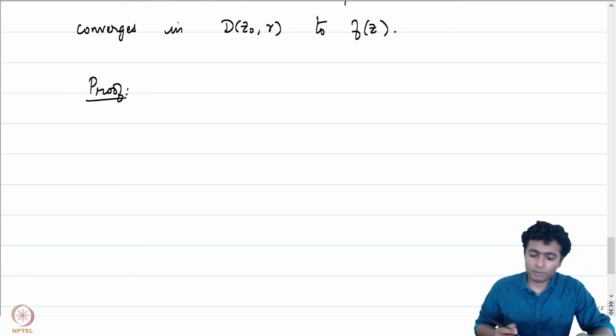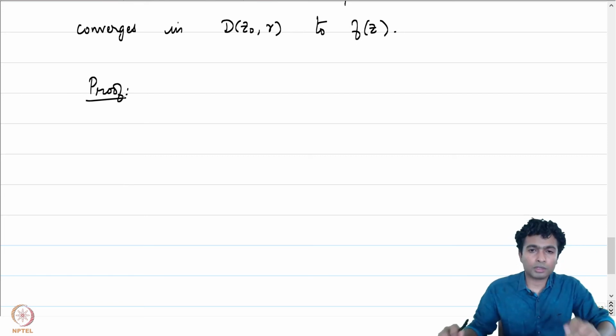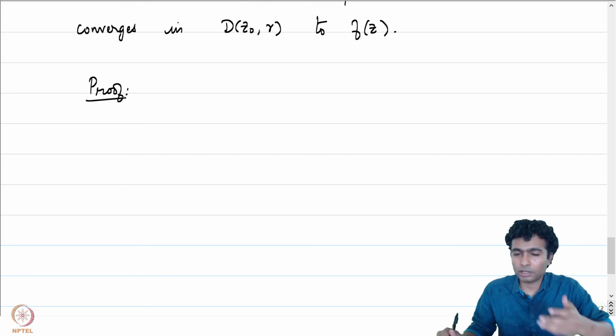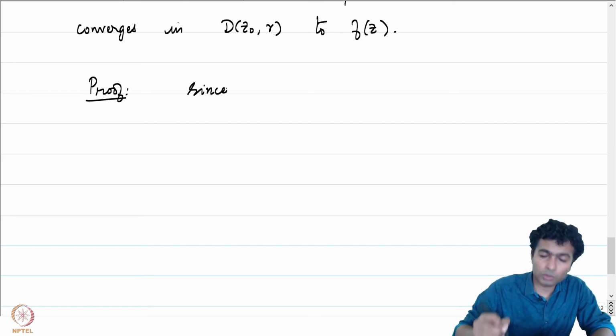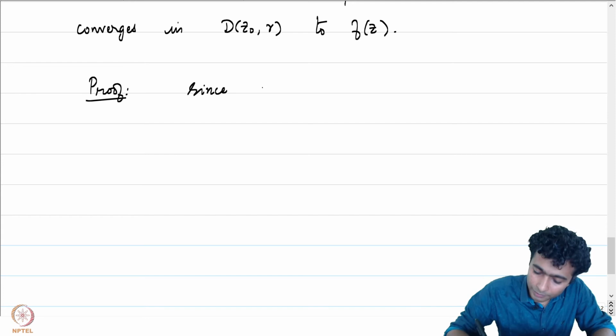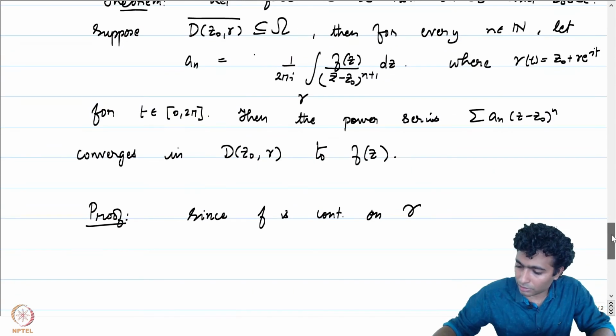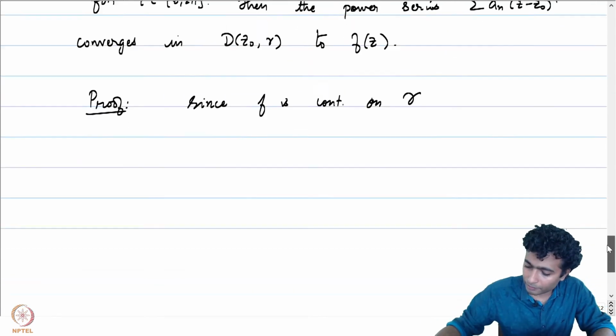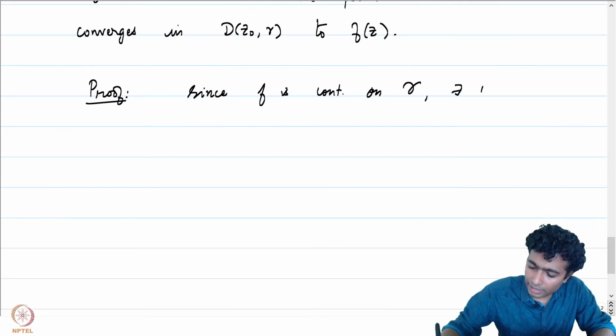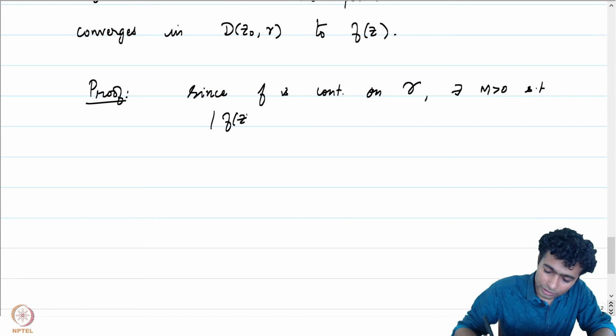Being holomorphic, f is continuous on the circle of radius r around z naught, and hence we can bound the function f on this circle. Since f is continuous on gamma, recall that gamma is just this curve z0 plus r times e to the power i t. There exists m positive such that the absolute value of f of z is less than or equal to m on gamma.